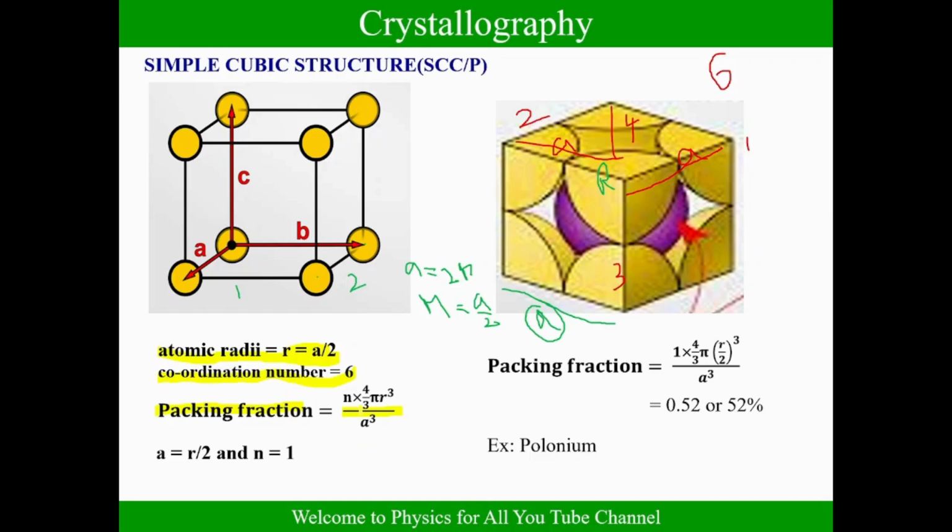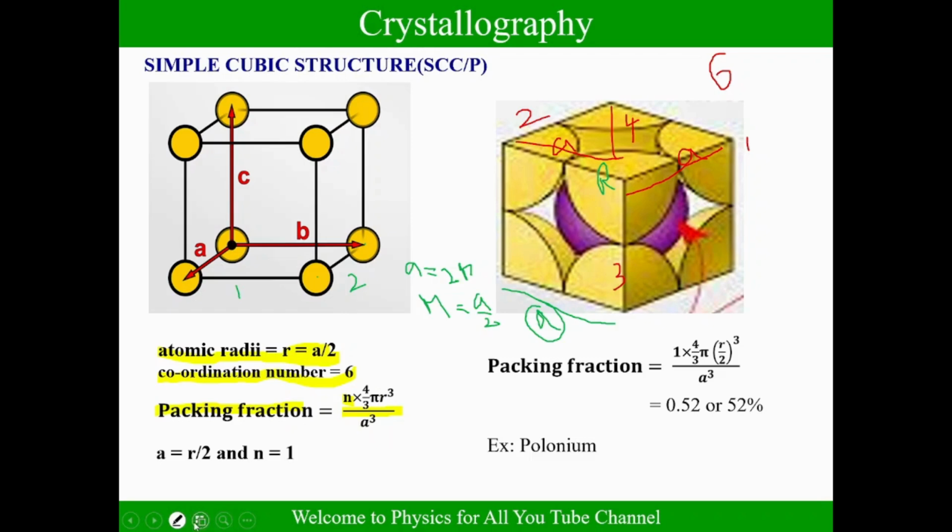That definition can be rewritten in the form of an equation, that is n into 4 by 3 pi r cube divided by a power 3. Now in this equation, n means total number of atoms after sharing, and 4 by 3 pi r cube is the volume of each atom. This atom is in the form of a sphere, so we write the volume of a sphere, that is 4 divided by 3 pi r power 3, divided by a power 3.